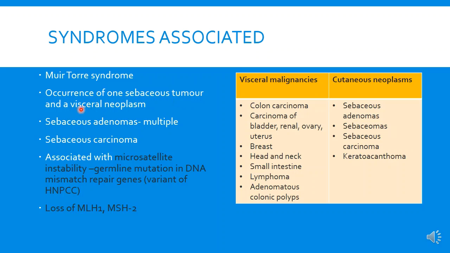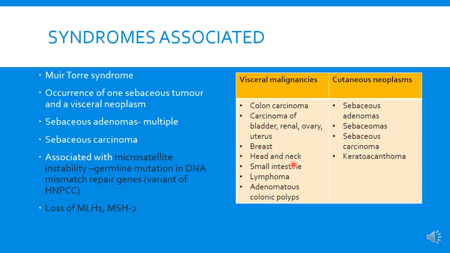So the list of visceral malignancies that could be associated with the syndrome, and the most important one is colon carcinoma. So when you look at multiple sebaceous adenomas or sebaceoma or extraocular sebaceous carcinoma in a patient, always consider Muir-Torre syndrome and evaluate for colon carcinoma or other carcinomas of renal, ovary, uterus, bladder, and breast, head and neck, and so on.